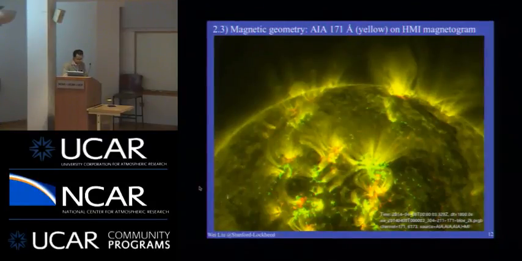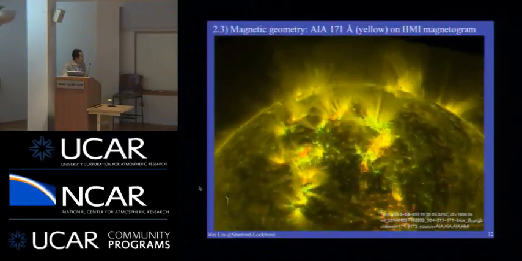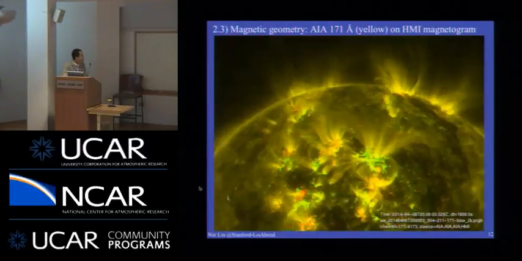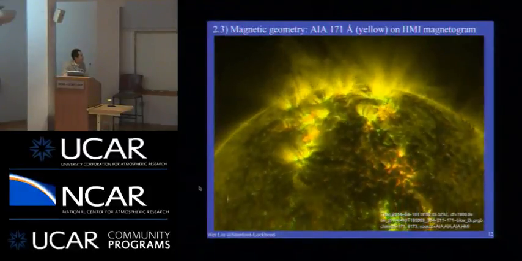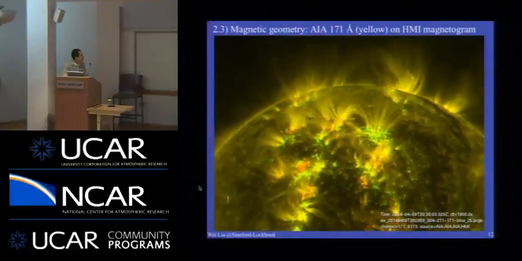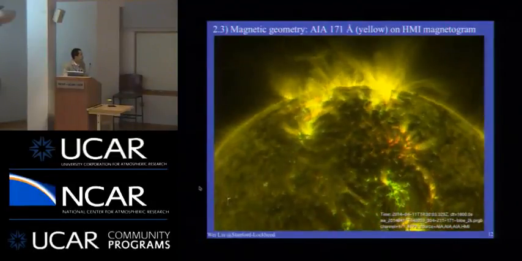I'm going to play the movie. What you see here is that west is up, north is this way. You see several active regions evolving over time, but when they turned close to the limb, this region of this fan-like structure formed. That's where the coronal rain and the prominence material is forming.